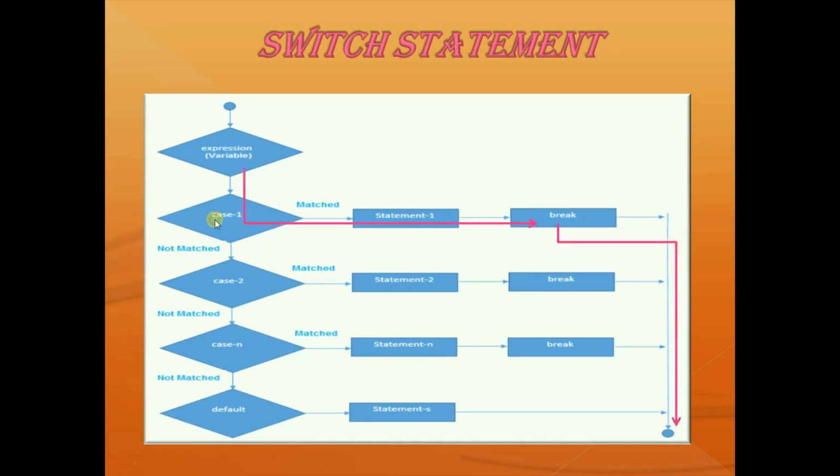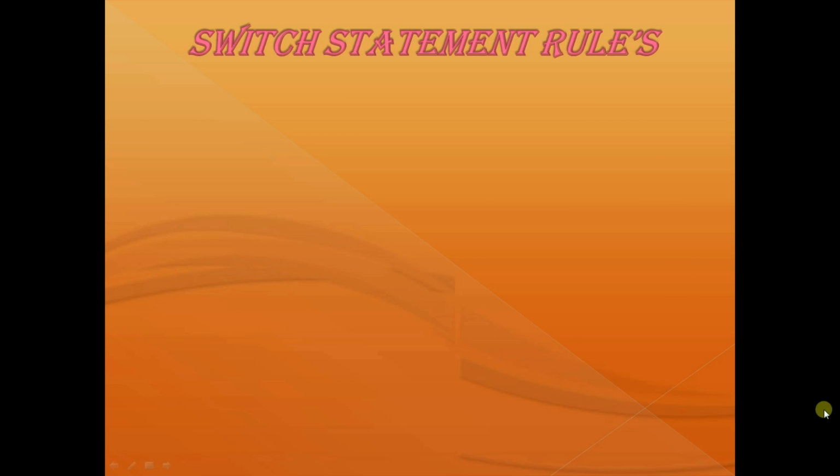If the case 1 value matches, then statement 1 will be executed and the break statement causes execution to exit the switch statement. Suppose the case 1 value does not match, then it will check case 2 and so on. If none of the case values matches, then the default case will be executed. And now we have the following rules that we need to apply to a switch statement.